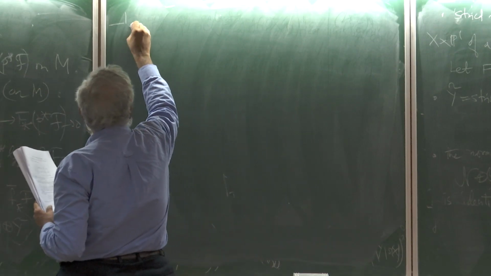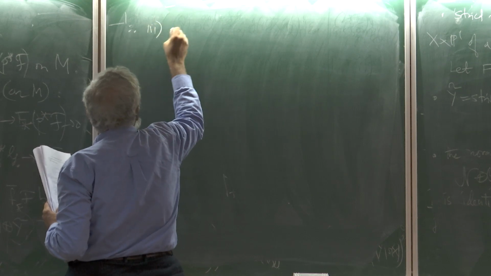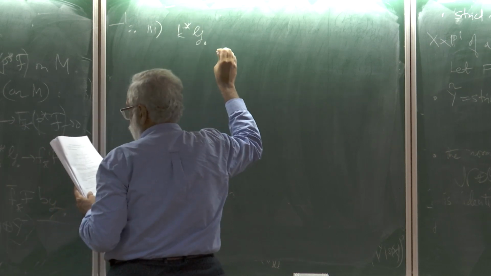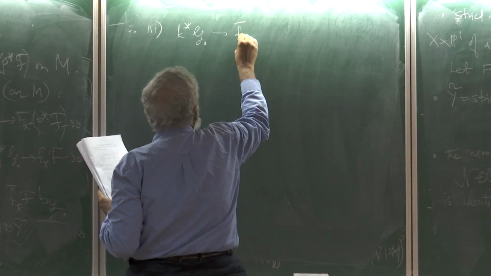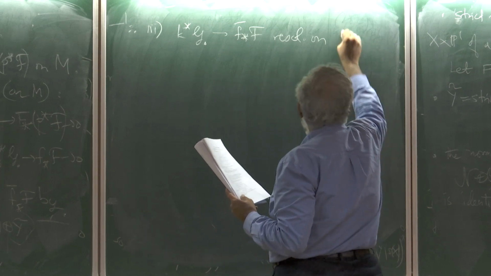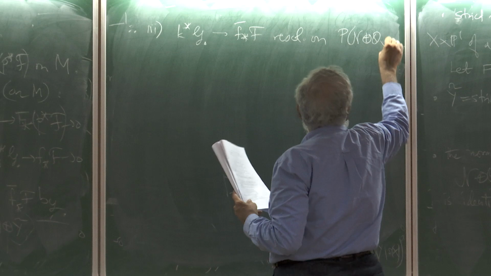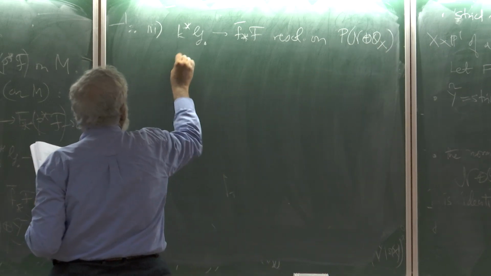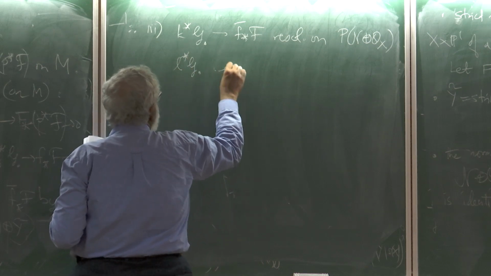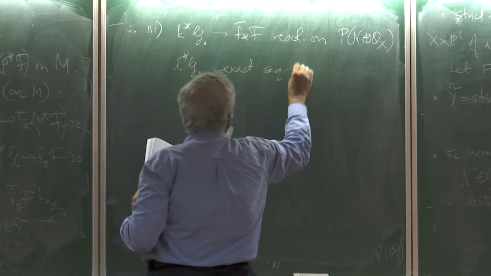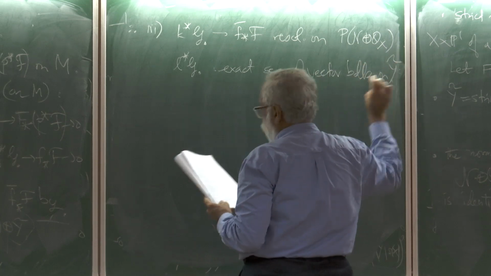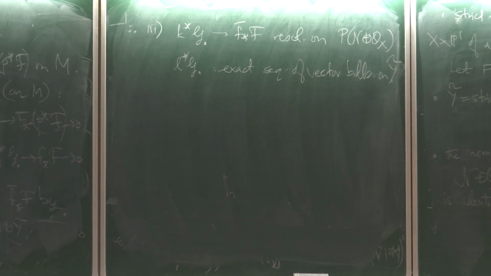So I get that K upper star G dot, resolution to F bar lower star F on P of n plus O_X, and L upper star G dot, an exact sequence of vector bundles on Y tilde. And now let me just compute and I'm done.